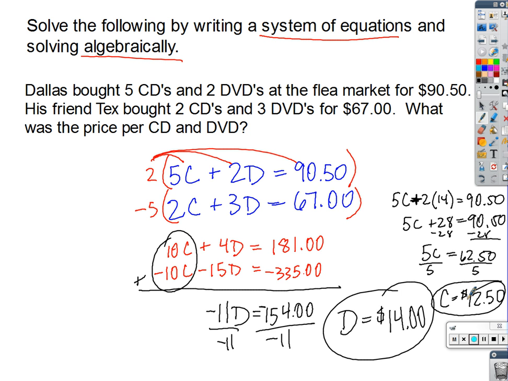Now, to finish off a problem like that, you might want to write a sentence saying that the cost of a DVD is $14 while the cost of a CD is $12.50.